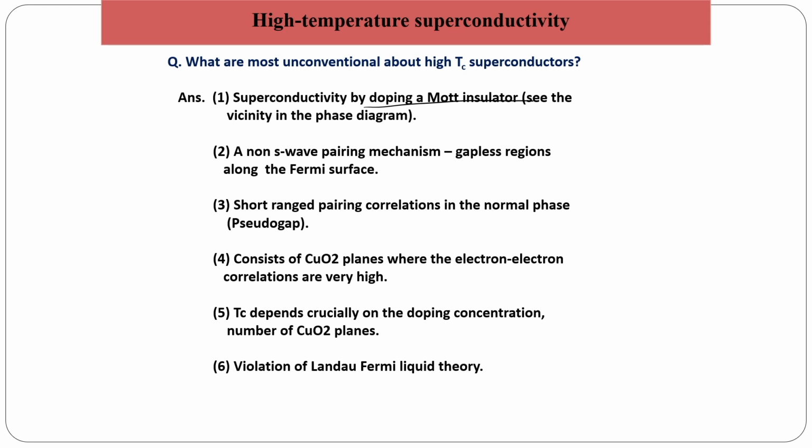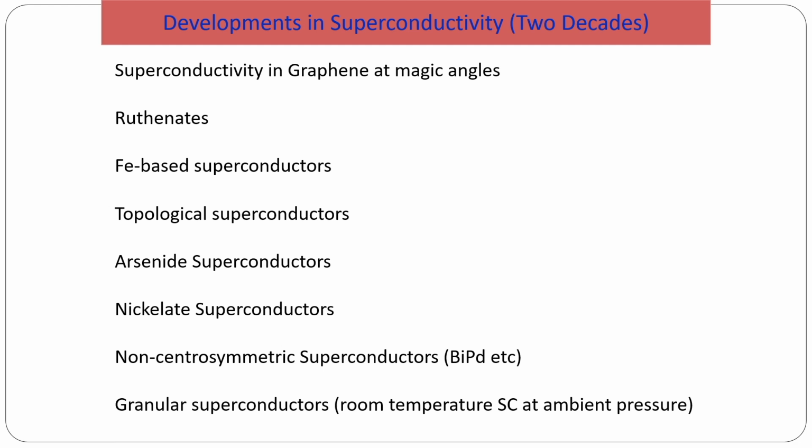They are not L equal to 0 pairing. There are gapless regions from the angular resolved photoemission studies, gapless regions in the Fermi surface. There is a pseudo gap in the normal phase. Copper oxide planes where the electron correlations are high. Tc depends on doping concentration and also the number of copper oxide planes. It shows a violation of Landau's Fermi liquid theory.